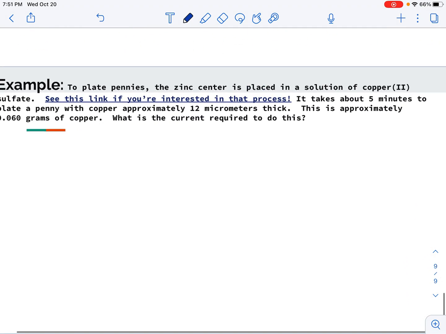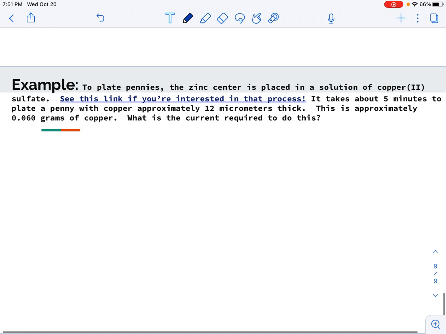I forgot that you won't have this link, so if you're interested in this link, send me an email. It's kind of a cool process about how we plate the pennies. Our copper pennies are really only zinc centers and a very thin layer, notice 12 micrometers thick, of solid copper.